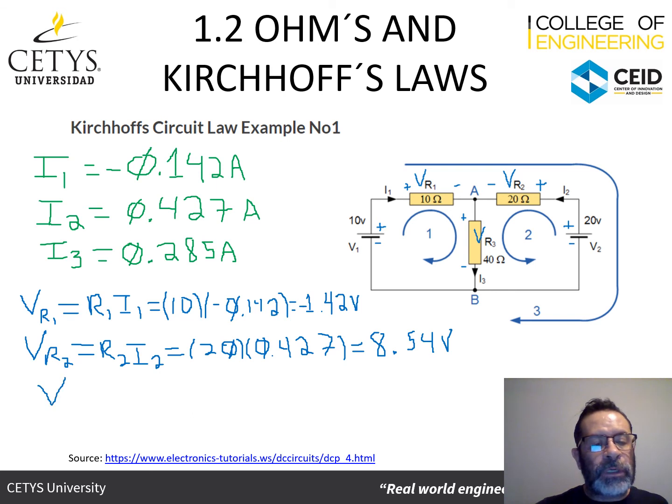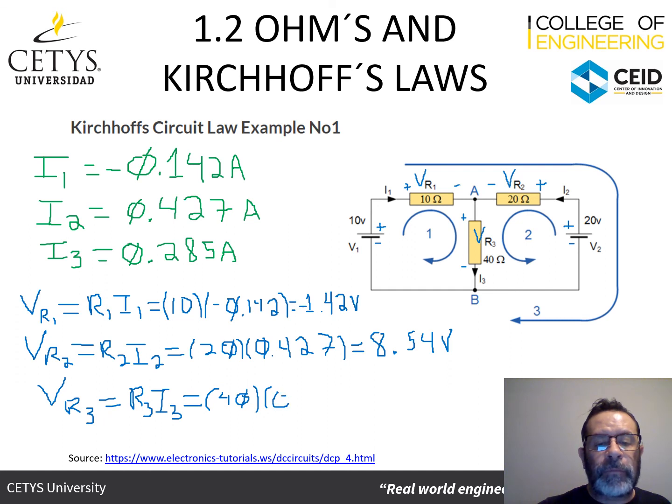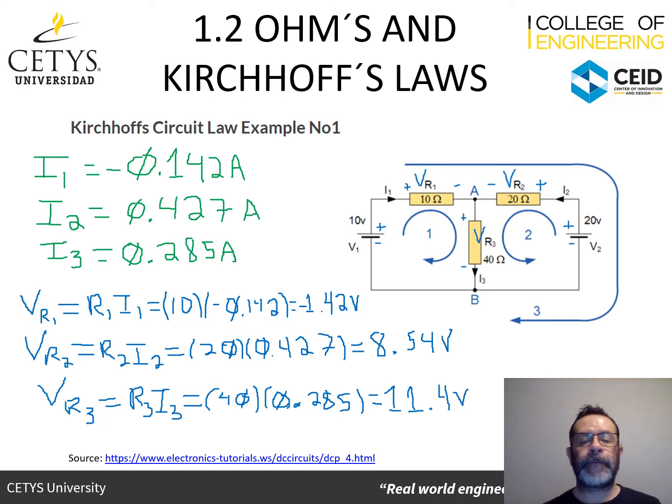And lastly, the voltage in R3 is going to be R3 multiplied by I3. And so this is going to be 40 ohms multiplied by 0.285. Let's see, 40 multiplied by 0.285, and that's going to be 11.4 volts. Notice that none of the voltages can be larger than the largest voltage, which in this case is 20 volts.